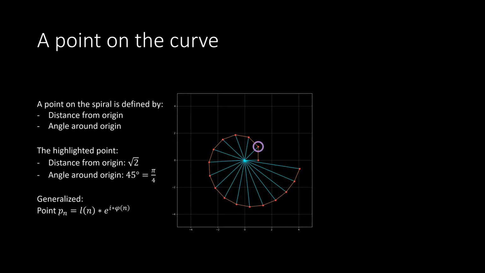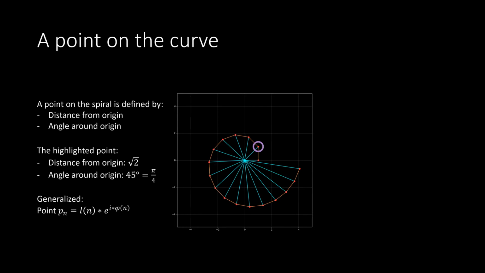So for the highlighted point, the distance to the origin is of course the hypotenuse of the very first triangle, and that is square root of 2. And the angle at the origin is also very simple, because the first triangle was a right angle triangle with 2 equal sides, so it's 45 degrees on both of the other angles. So we have an angle around the origin of 45 degrees, aka pi divided by 4, and the distance from the origin of square root of 2.